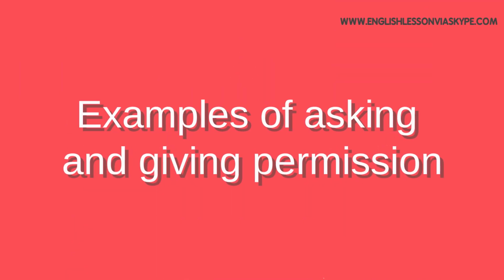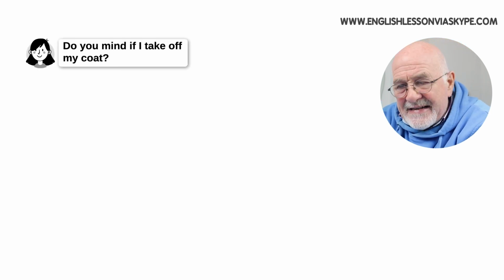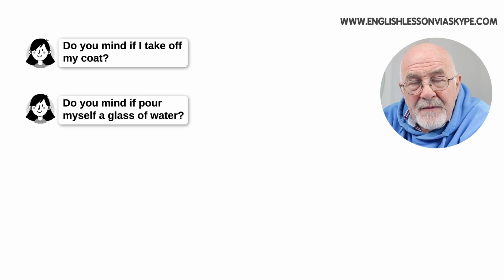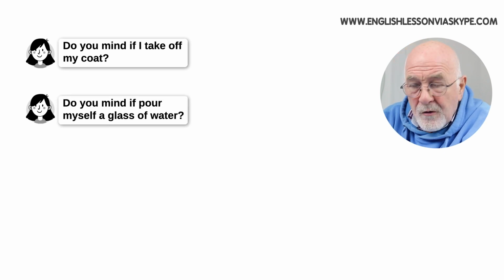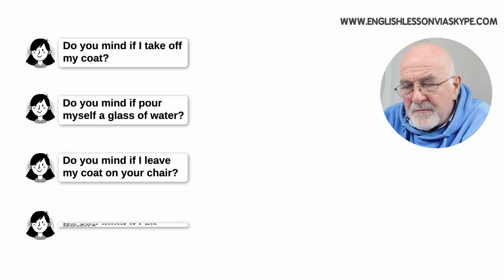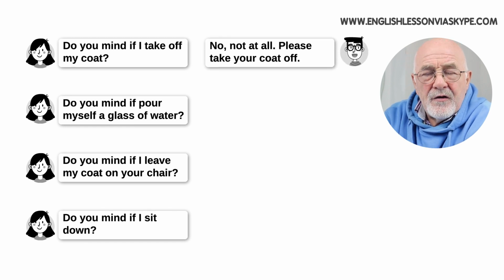Now, let's look at examples of asking and giving permission. So we can use something like, do you mind if? Do you mind if I take off my coat? Do you mind if I pour myself a glass of water? Do you mind if I leave my coat on your chair? Do you mind if I sit down? So they're all ways of asking for permission. And then somebody will say, no, not at all.